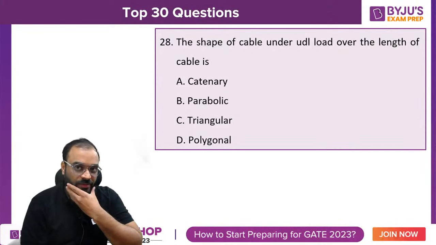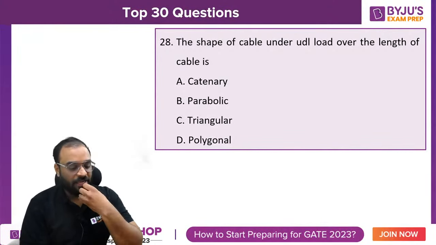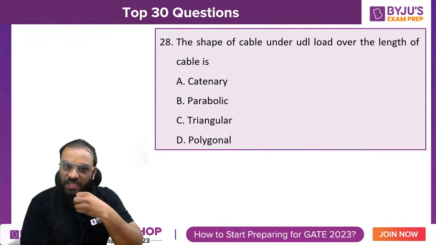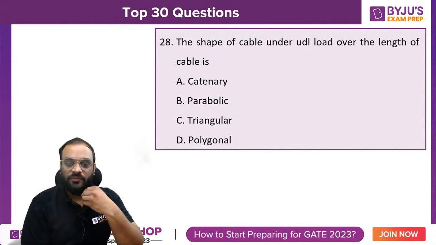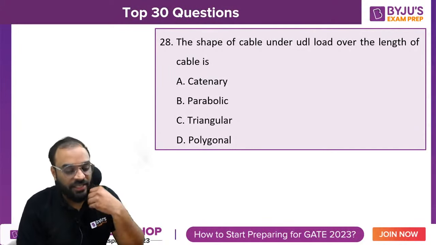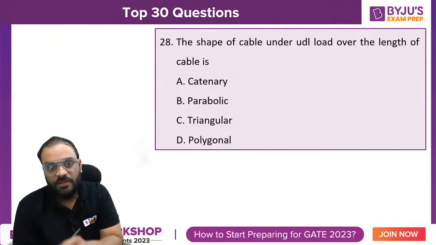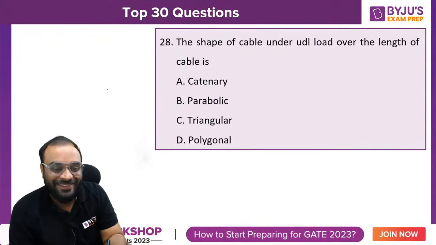The shape of cable under the UDL over the length of cable. Parabolic. Very nice. The answer is catenary. A is the correct answer.